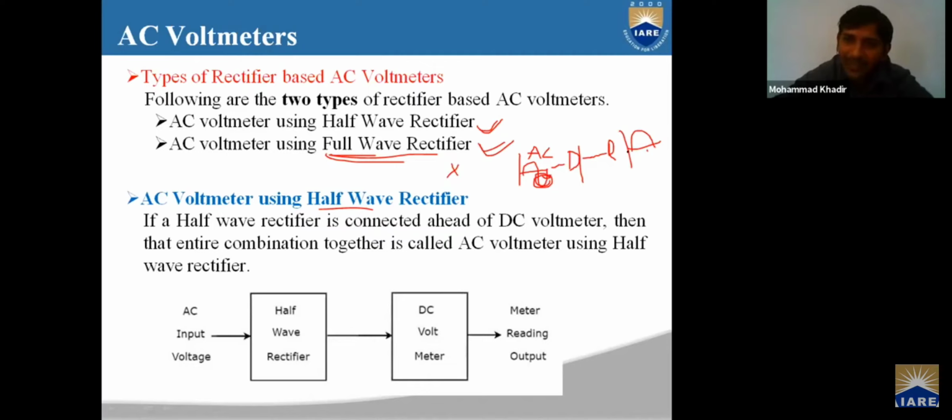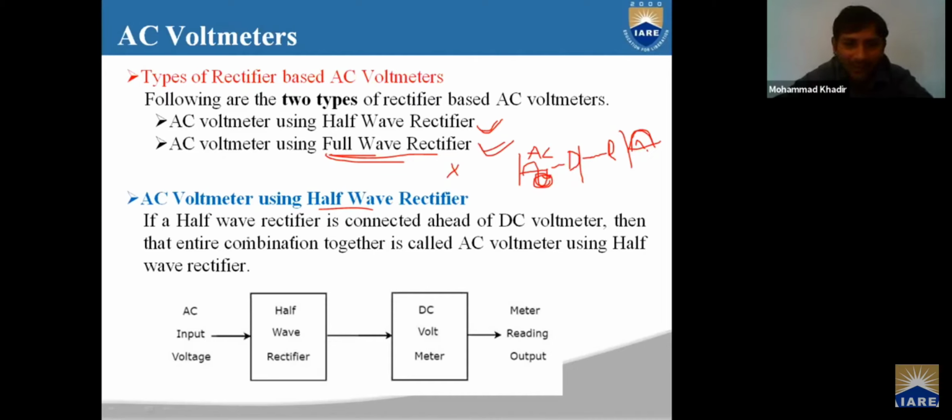That's why only half part of the DC is generated. So a rectifier converts AC to pulsating DC. Pulsating means some amount of AC is still present, but some amount is converted to DC.